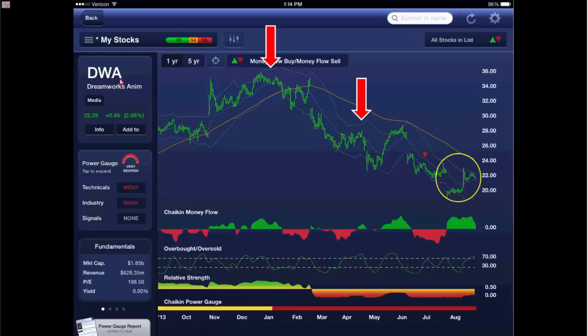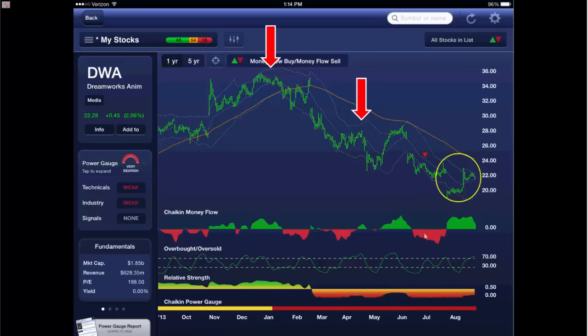If you've got children or grandchildren, DreamWorks is your favorite company because they make these wonderful full-length cartoon movies that amuse the kids. But as a stock, it's been anything less than amusing. Power Gauge rating turned bearish in mid-January at 33 and a half. In April, the stock rallied and then had a big gap down, and we'll see why in a minute when we end the presentation. And then it triggered a money flow sell signal.